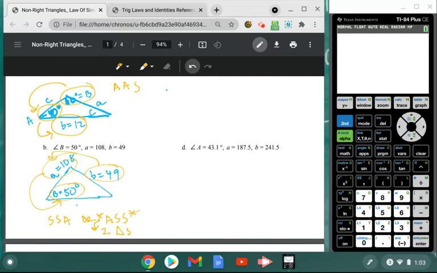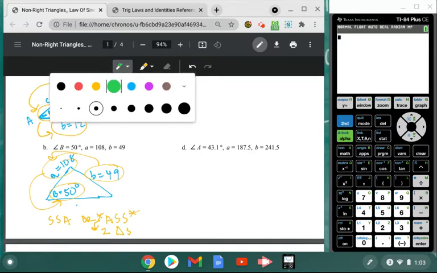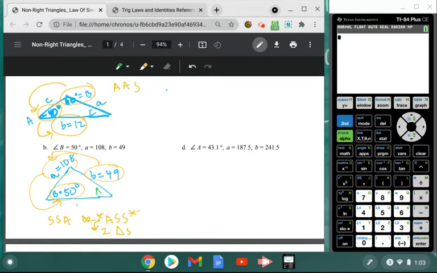The pieces that are missing in this triangle are, let's see, opposite A, we're missing angle A. And again, we're missing angle C and side C.